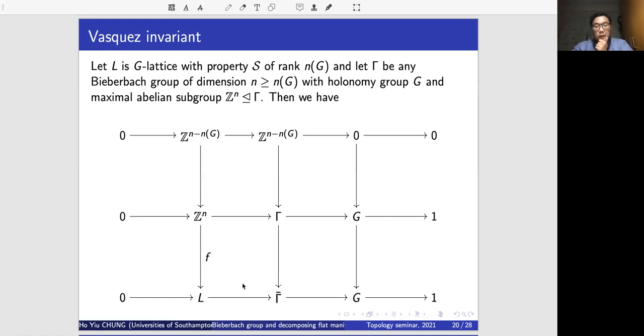Because sometimes when this morphism F is defined nicely, then gamma bar should be pretty easy to compute based on the cohomology group of gamma. So it's just a picture of how the quotienting works. What is actually going on in the middle vertical sequence is that you're quotienting out a lattice inside the translation subgroup, and you get a new Bieberbach group with smaller dimension. That is the main purpose of this Vaquers invariant.